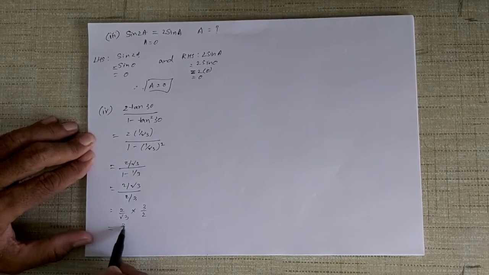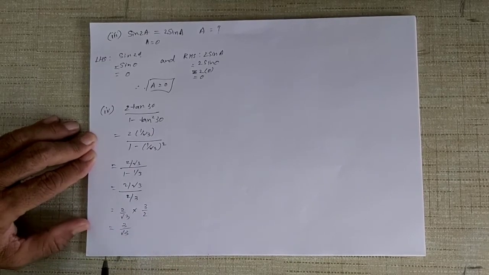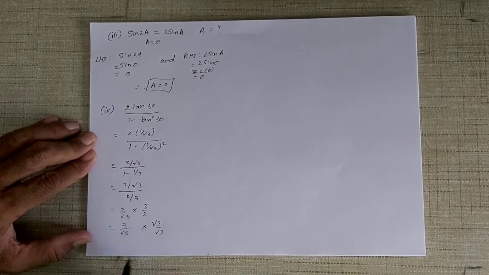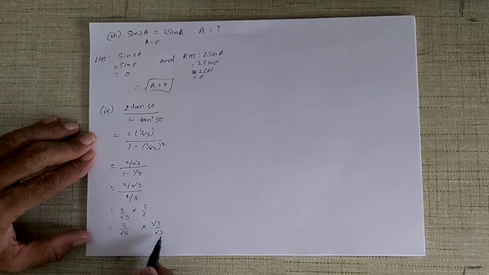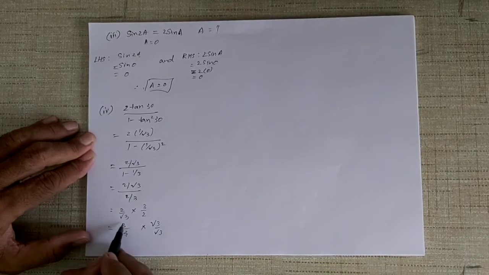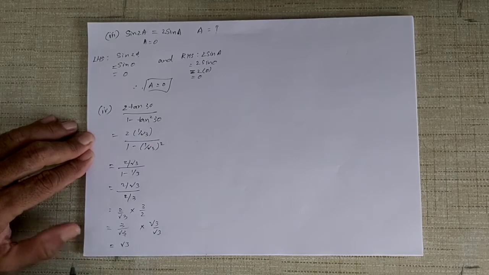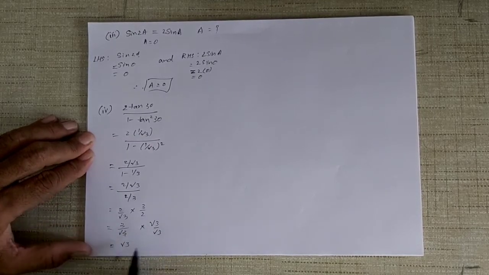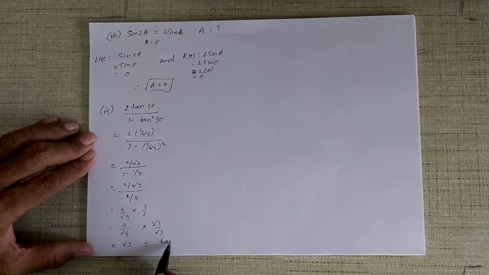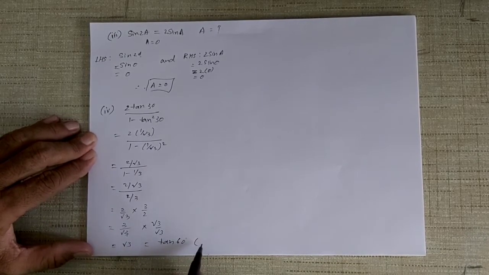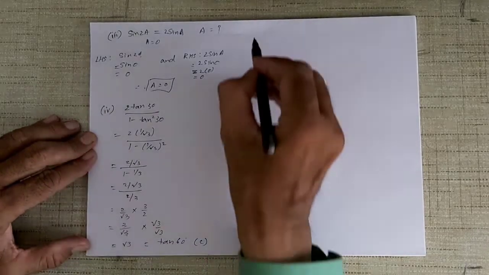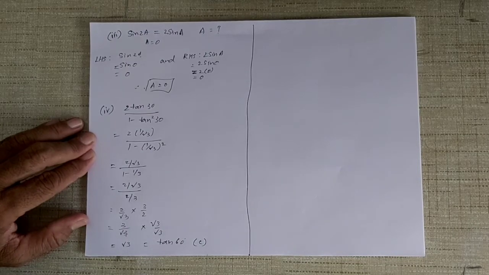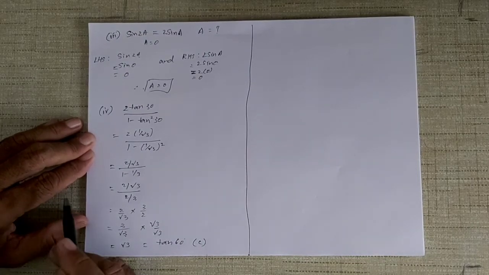So I get 2 upon root 3 multiplied by 3 upon 2. 2 cancels out. I get 3 upon root 3. If I want to simplify this, I multiply it once again by root 3 upon root 3. Root 3 into root 3 will become 3, 3 will cancel out and I'll only get root 3. Now if you look at the options, tan 60 is given there. Tan 60 is root 3. So this is equal to tan 60, and this is option number C. Very easy, but only if you know the table. If you don't know the table, then this will not be possible. The values of trigonometric ratios.